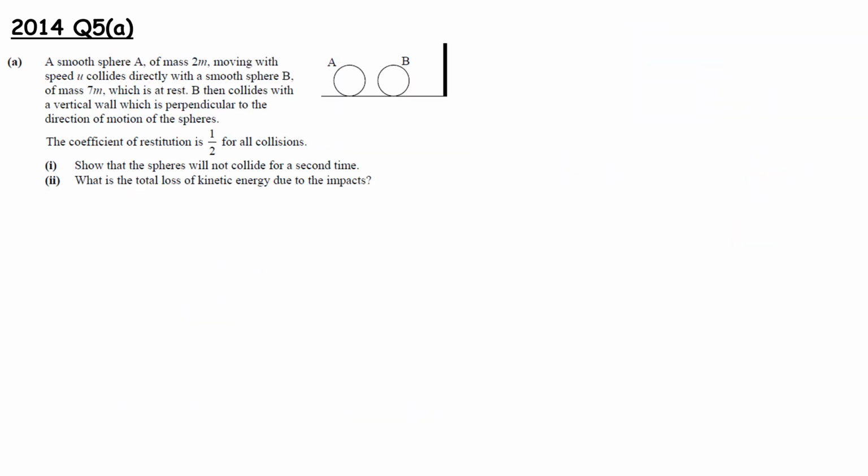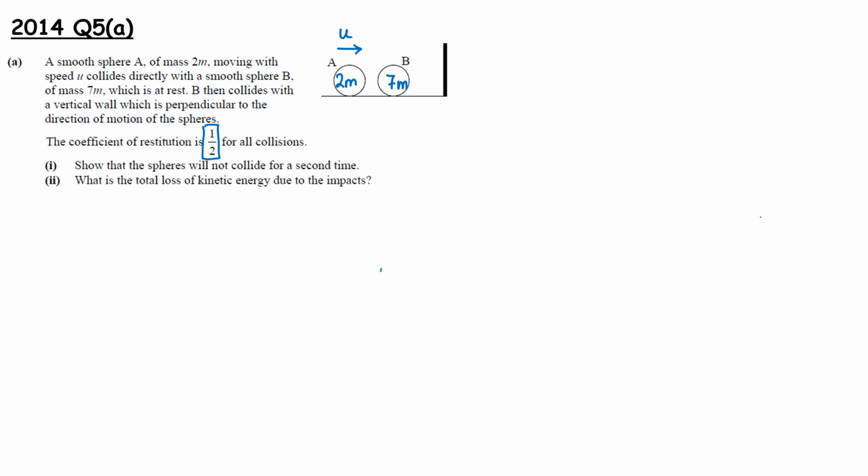So 2014 question 5 part A. A smooth sphere A of mass 2m moving with speed u collides directly with smooth sphere B of mass 7m that's at rest. So they've given us the diagram, so I'm going to fill in my information. I find it a lot easier to process when I can see the information like this. B then collides with a vertical wall which is perpendicular to the direction of motion of the spheres, and the coefficient of restitution is 1 over 2 for all collisions.